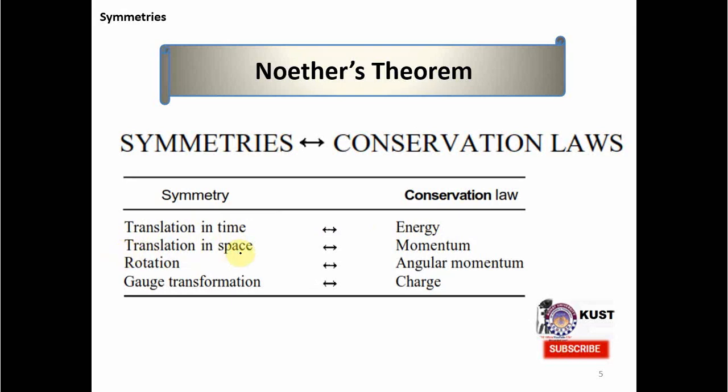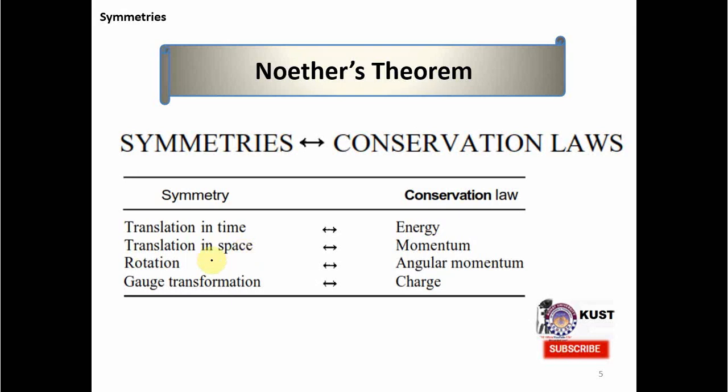The second example is translation in space. When we move from one point to another point in the universe, again the laws of nature will not change. For example, if Newton's law is valid on the Earth, it is also valid on Jupiter. So if you move from one point to another in space, Newton's law, Coulomb's law or any other law of nature will remain the same. Therefore there must be a conservation law connected to this symmetry because of this theorem, and the quantity which is conserved under translation in space is momentum. So there is a law of conservation of momentum because of translation in space.